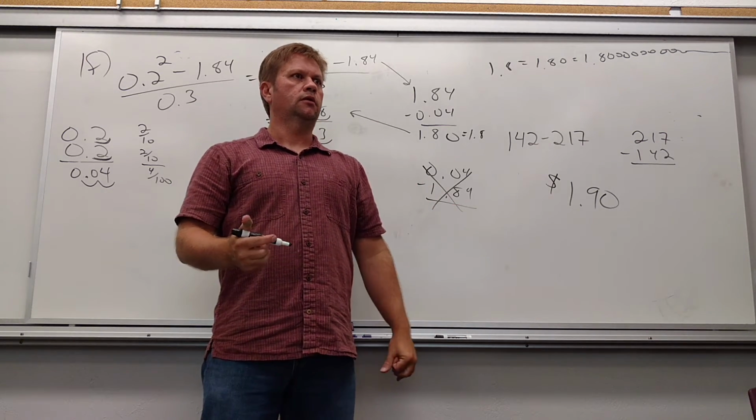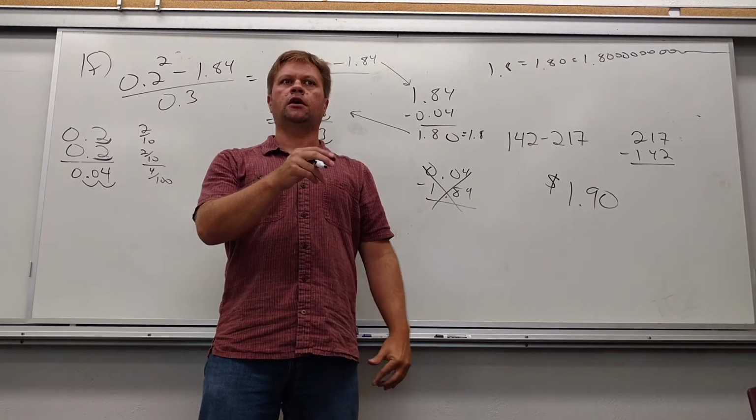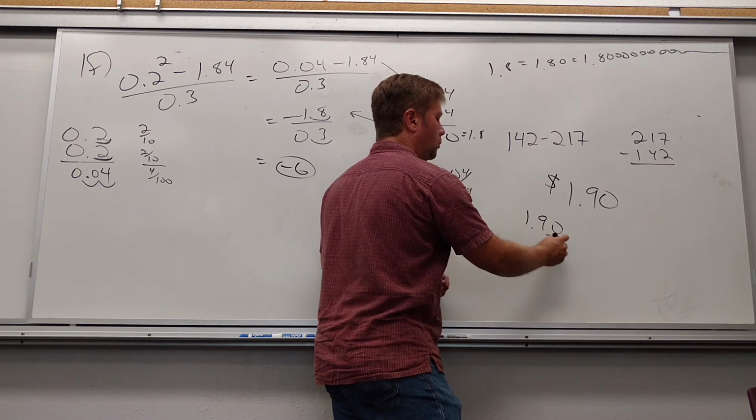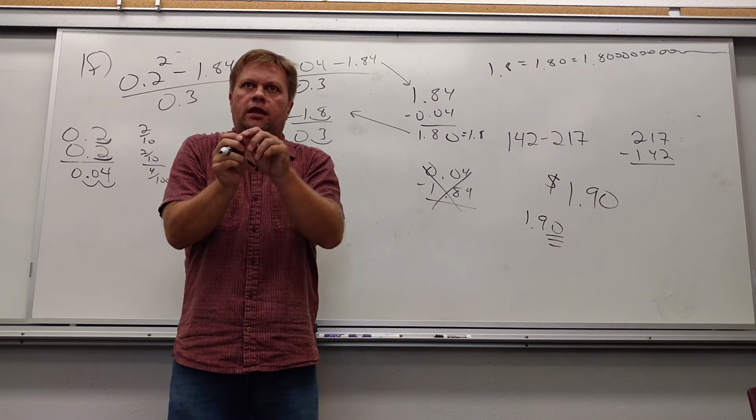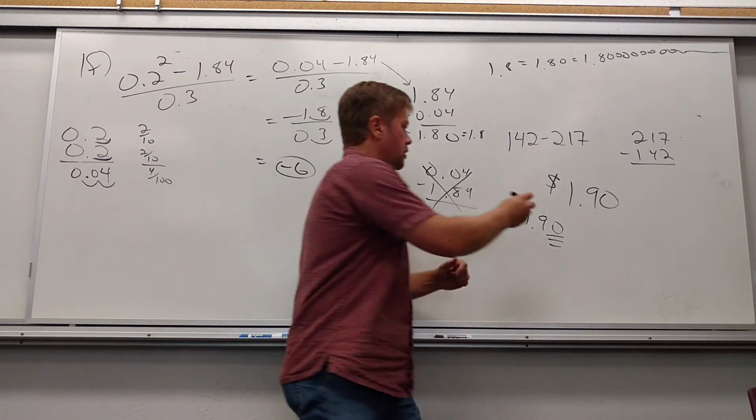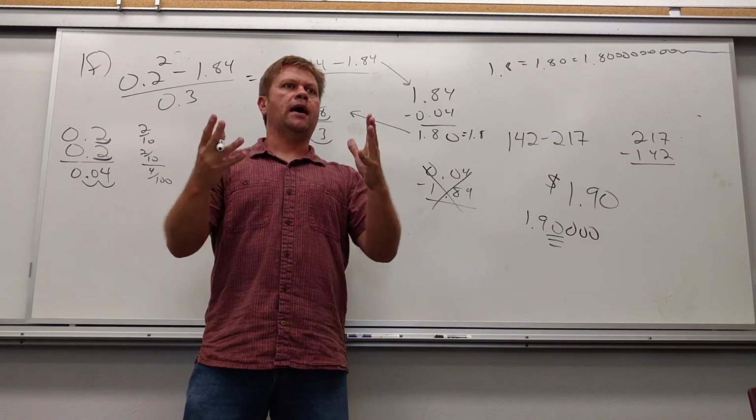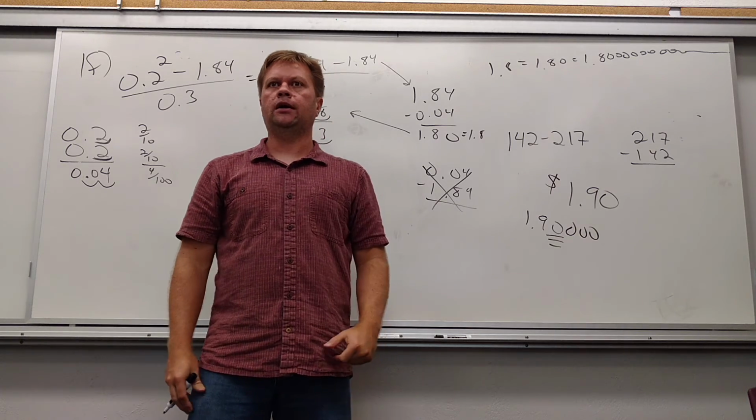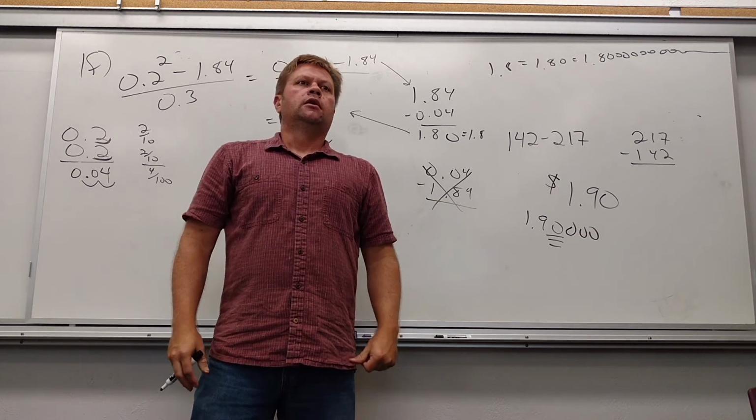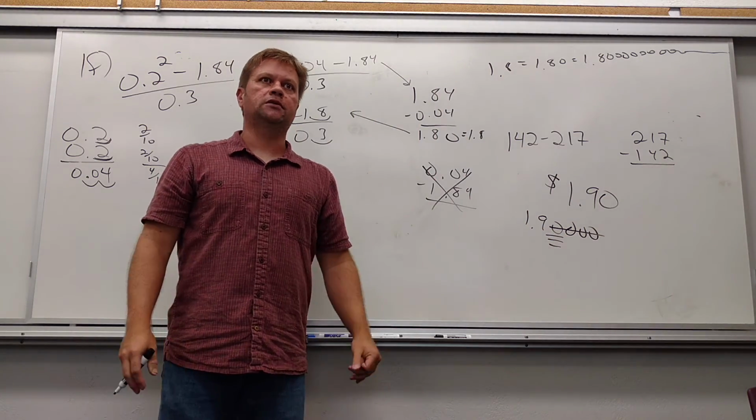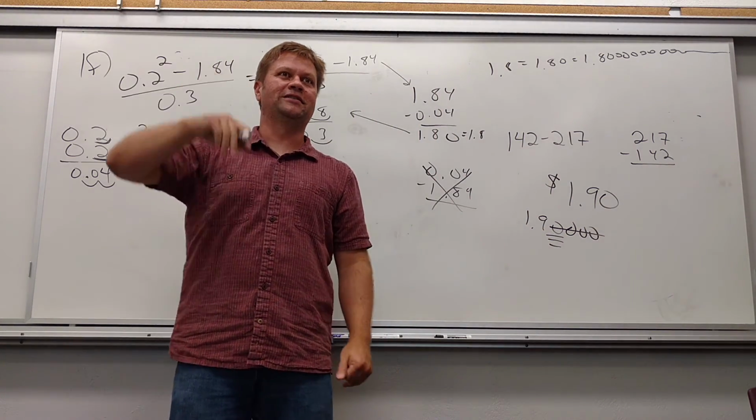It's 1.9. Now in science, to be honest, if they say 1.90, they're telling you that they're more sure about what they measured. They add zeros to show how certain they are. But in math, it's just 1.9. We're in math right now, so I don't need these extra zeros. If you put them, I'm not going to take points off. I'm just going to ask why.